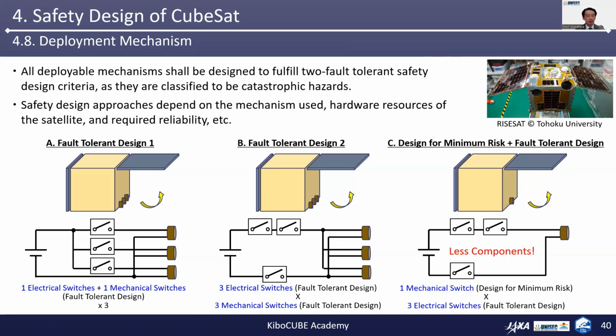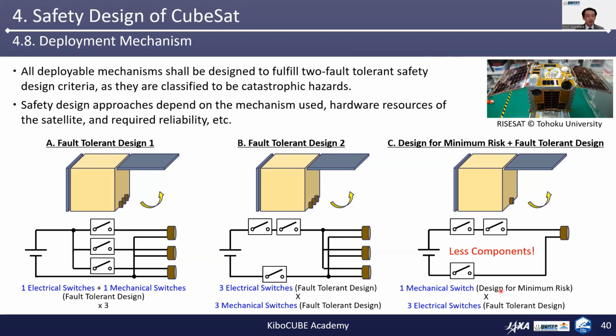The second example, design B, is also based on the fault-tolerant design strategy. So in this example, 3 deployment mechanisms are used, just like in design A, but they are driven by a single power supply line with 3 switches in series. Any combination of 2 failures among these 6 components doesn't lead to unexpected panel deployment, and hence, this is also a double fault-tolerant design.